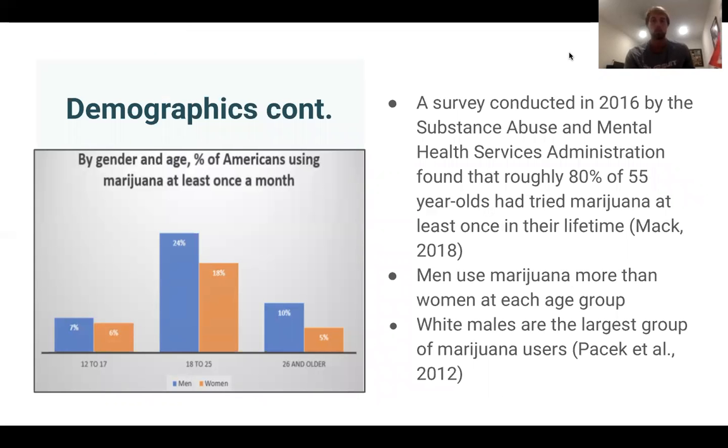Another survey conducted in 2016 by the Substance Abuse and Mental Health Services Administration found that roughly 80% of 55-year-olds had tried marijuana at least once in their lifetime. This graphic displays the gender gap in marijuana usage, which shows that men are more likely to use marijuana than women at every age level. And men aged 26 and older are twice as likely to use marijuana as their female counterparts. According to another survey, white males make up the majority of all marijuana users in the United States.